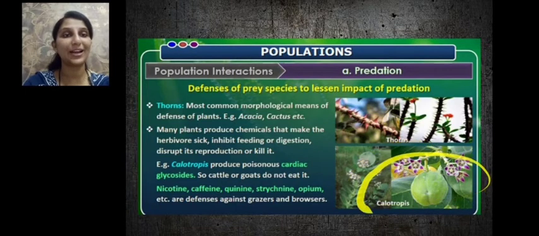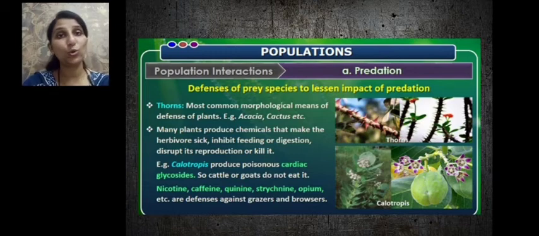For example, this is calotropis, which produces a poisonous cardiac glycoside. We know the calotropis is not eaten by cattle or goats because of the presence of these poisonous cardiac glycosides. In the same way, certain other chemicals which inhibit predators from feeding on plants are nicotine, caffeine, quinine, opium, and strychnine, which are defenses against grazers and browsers. So these are the defense mechanisms which the prey have developed over time in order to defend themselves from the predator: camouflaging, the presence of poisonous substances, morphological adaptations like thorns, and also chemicals which are poisonous to the predators.